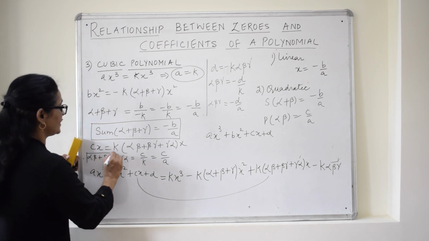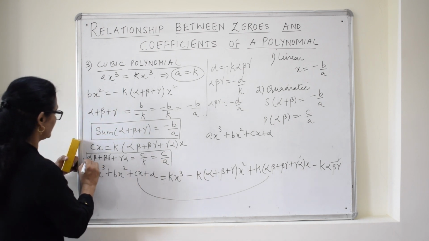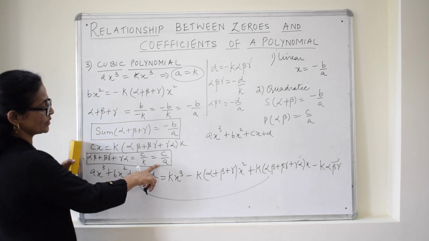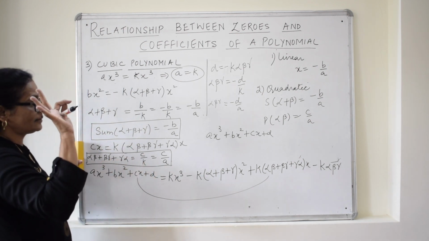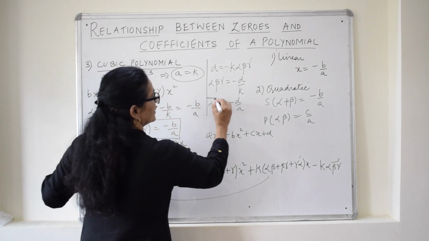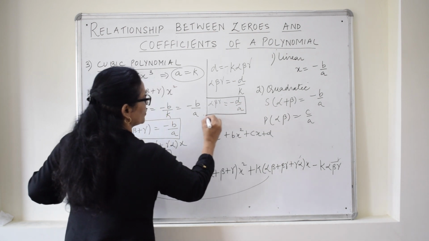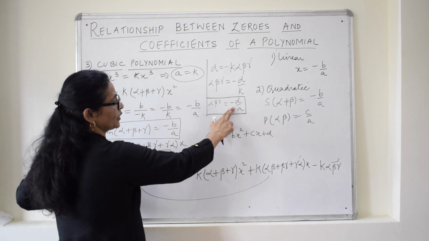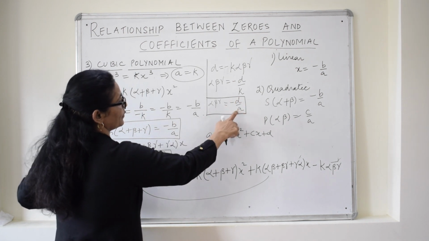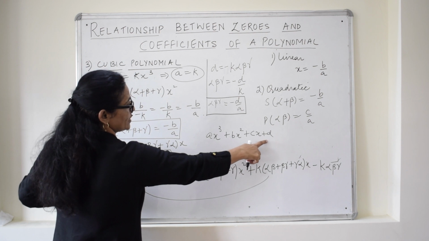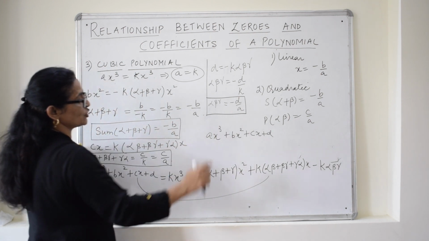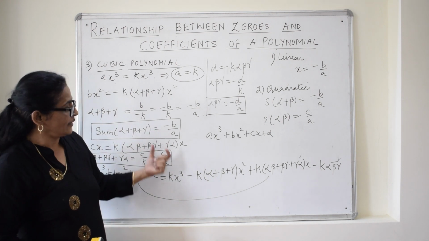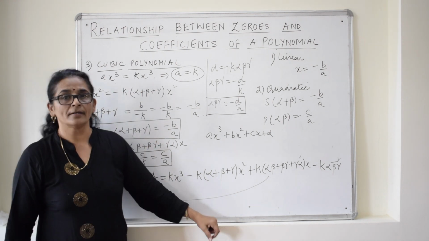Now the second one is two zeros at a time and its sum. So that relation is alpha beta plus beta gamma plus gamma alpha is equal to c upon a. And the third relation is the product of the zeros. So the product of the zeros of a cubic polynomial is minus d upon a, where d is the last constant term and a is the coefficient of x cube.